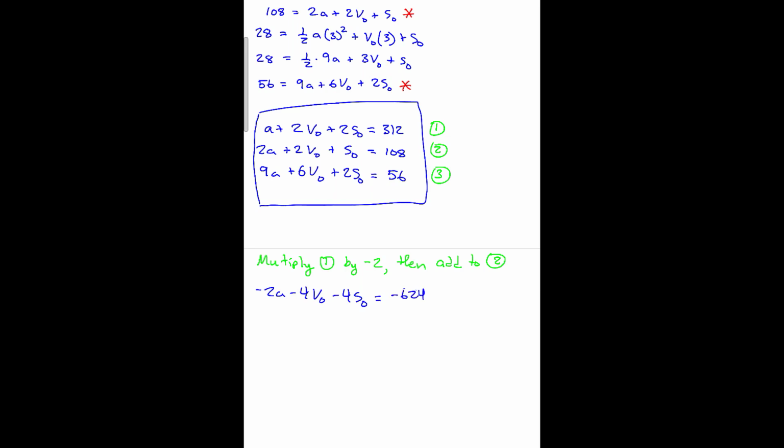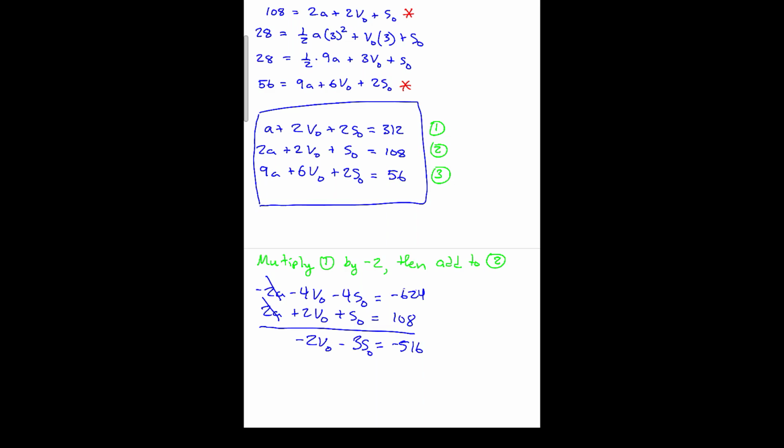Okay, now I'm going to add it to equation 2. Now equation 2 was 2a plus 2v naught plus s naught equals 108. So when I add that, well, guess what? My 2a's go away, and I'm left with a negative 2v naught minus 3s naught equals a negative 516. Okay, so I am going to now star this one, because I'm definitely going to come back to it.